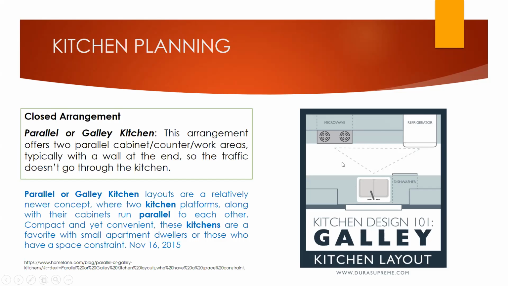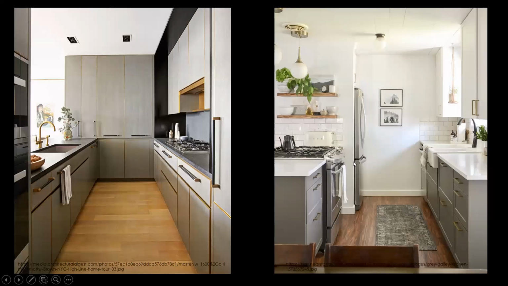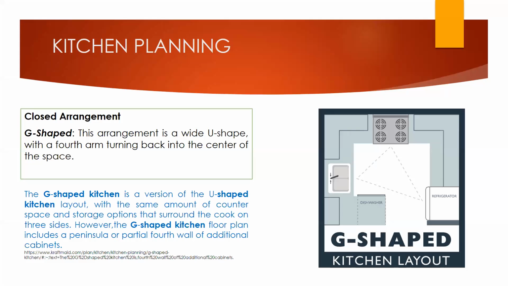But that's one point. There's one entrance, and the other side is closed. You don't have access to the other side. This is the gateway or parallel kitchen. This is an example of a gateway or parallel kitchen. As you can see, you get into this area. At the end of this corridor, this area has nothing, or a cabinet, or a wall. And so this is the gateway or parallel arrangement in closed areas.